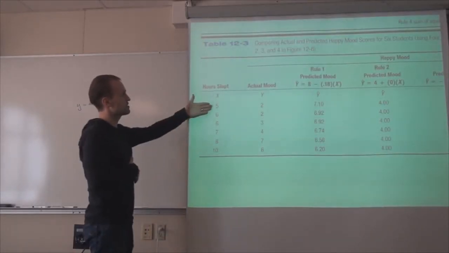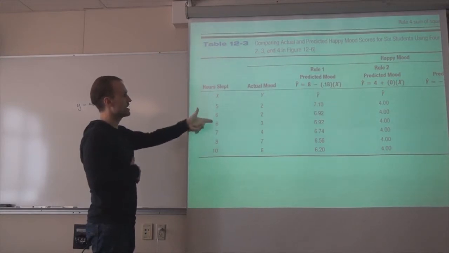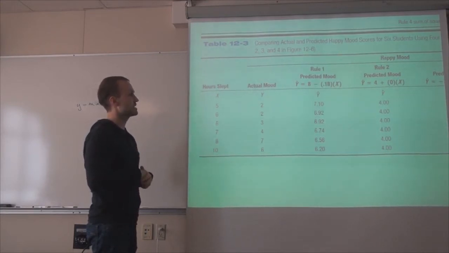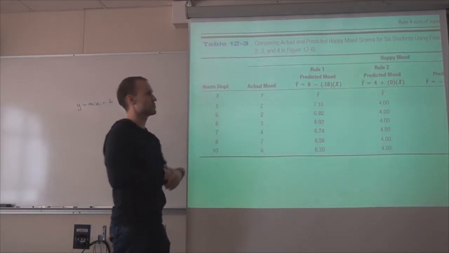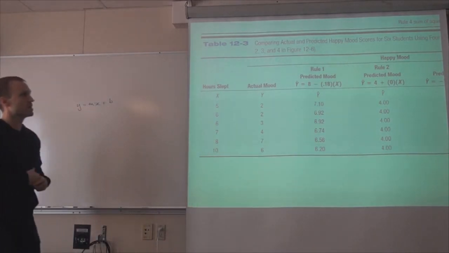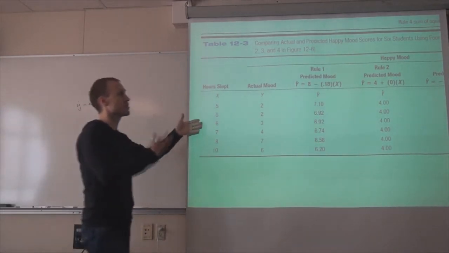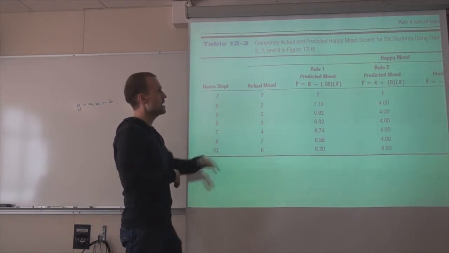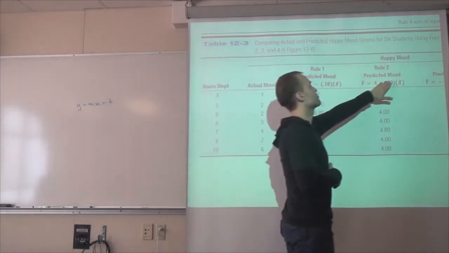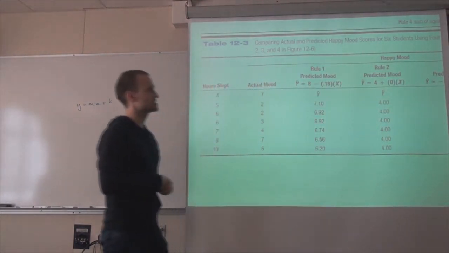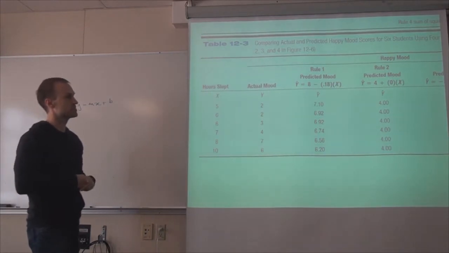So I have my sample, different hours slept, a 5, 2 6s, 7, 8, and 10, and then the actual mood ratings that corresponded to those hours for those people. And let's suppose I have a couple of prediction rules to investigate to see which one's better than the others.